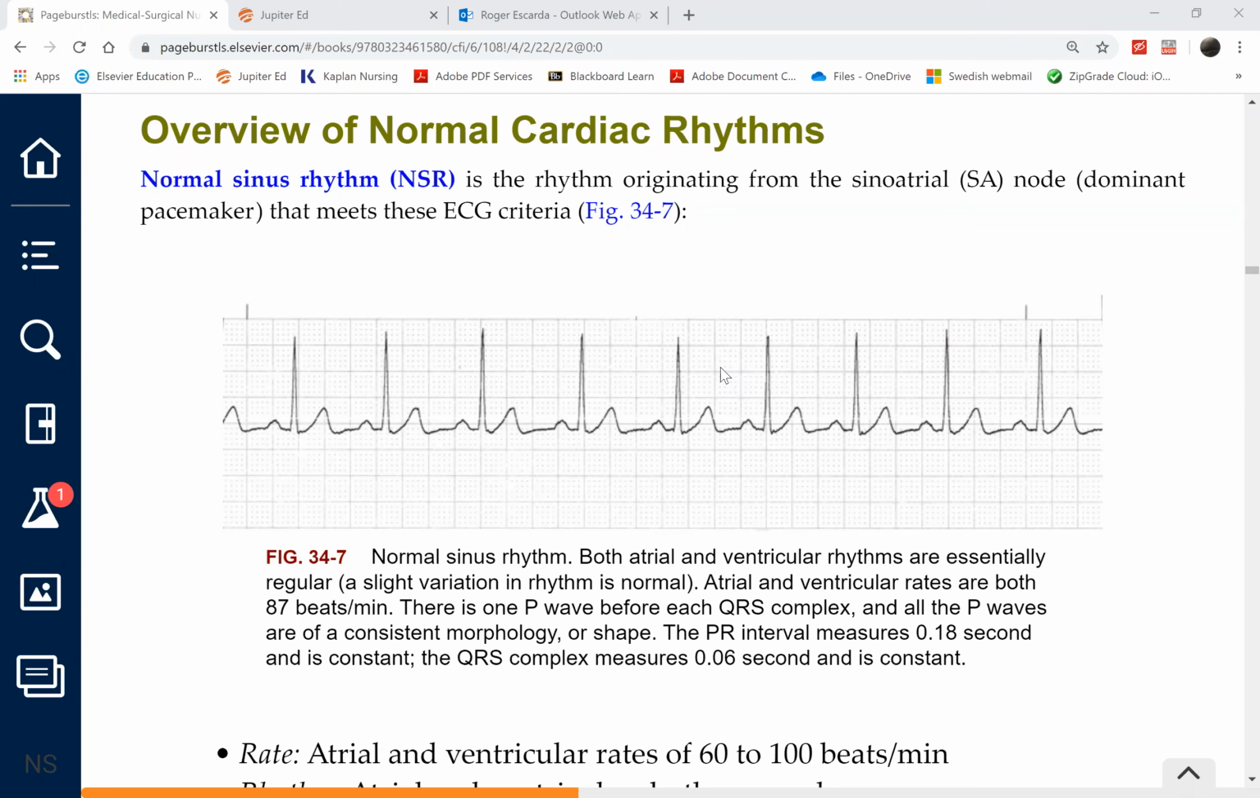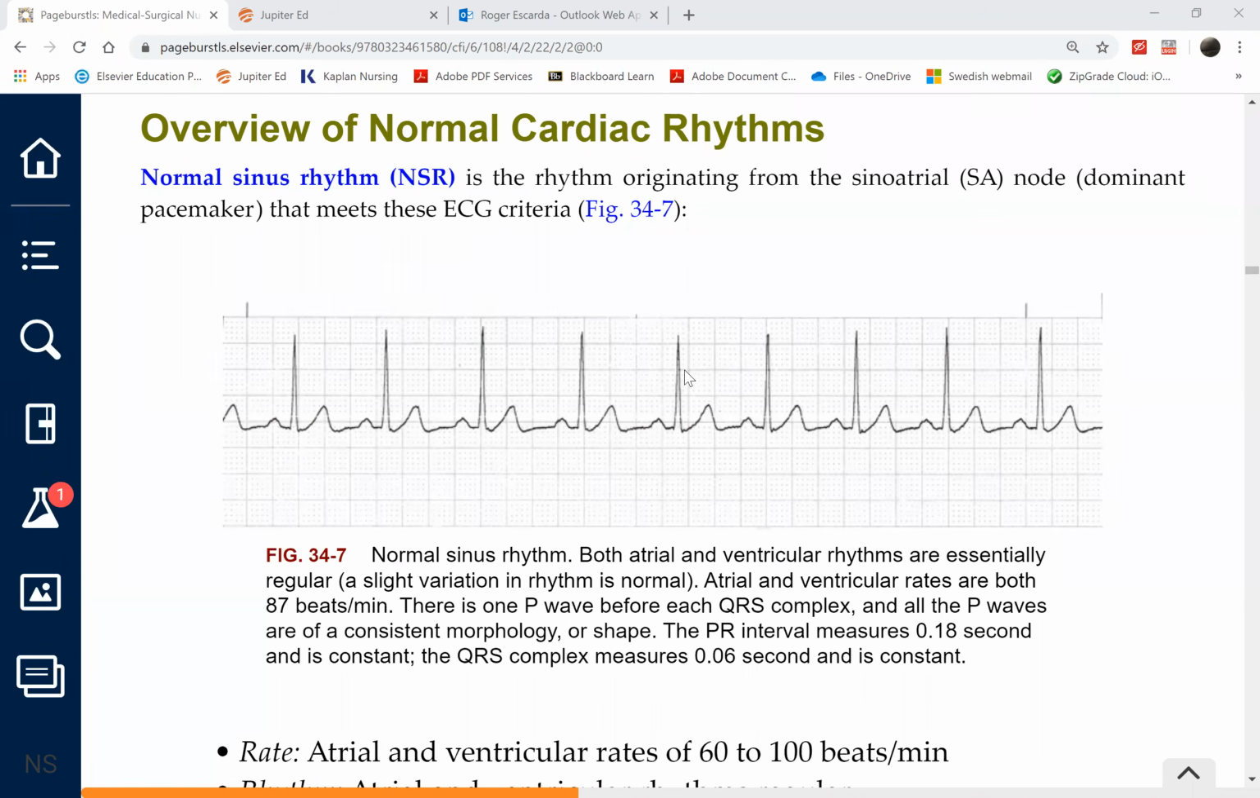Yes. It's the same, right? Yes. All right. So what can you say about this strip's rhythm? Is it regular or irregular? Regular. All right. So that's step 2.